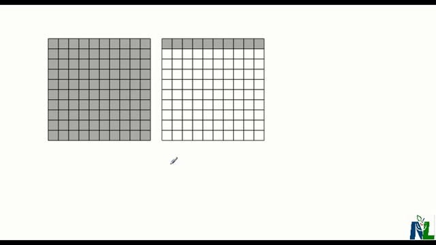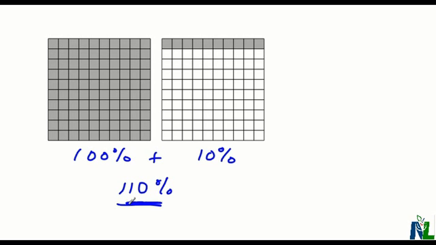Next, you see I have 200 charts next to each other. So this would help me represent a percent that's greater than 100%. So here I would have 100%, and here I have 10 more shaded. So altogether, if I add those up, I have 110%. So that's the kind of effort you're putting into your math this year, I'm sure.